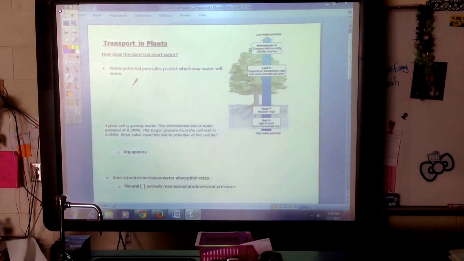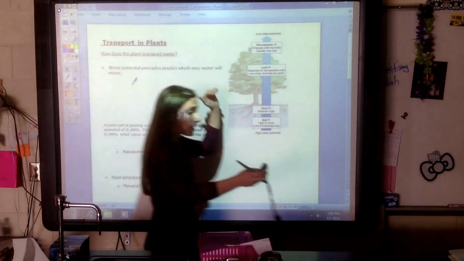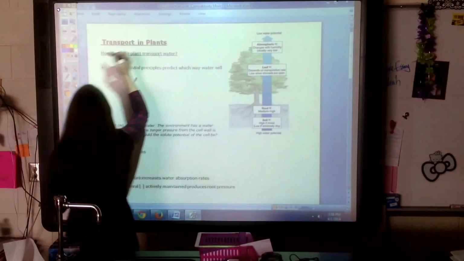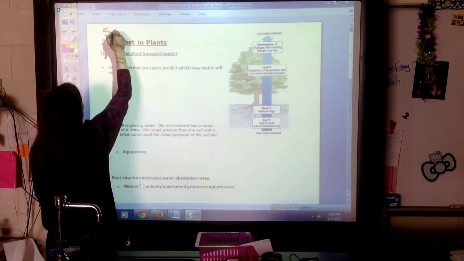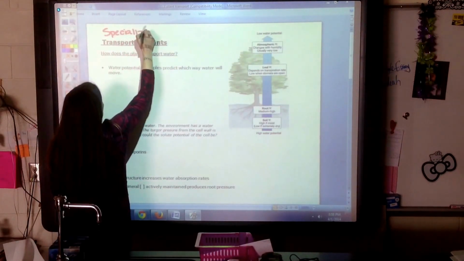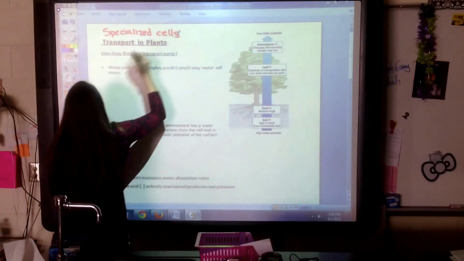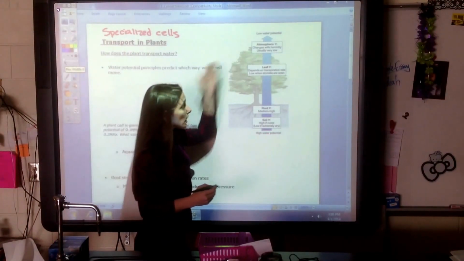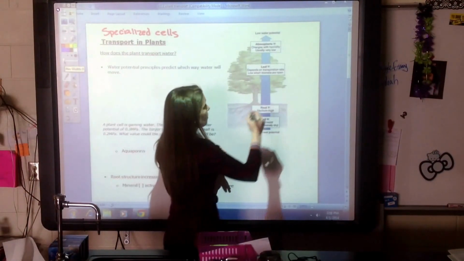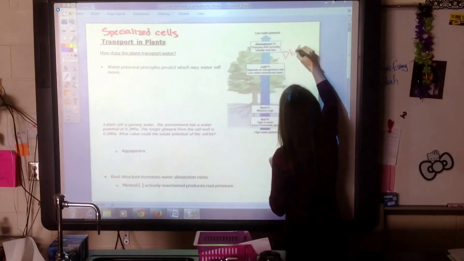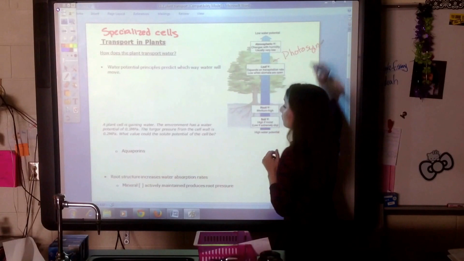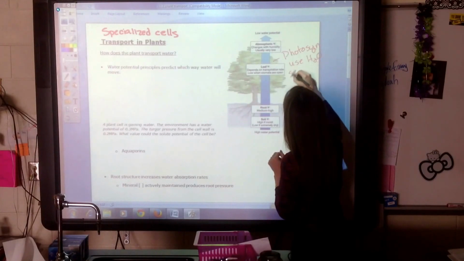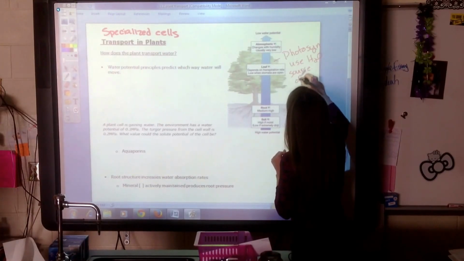At this point in the year, we're looking at plants as multicellular organisms, and we have to understand that we have specialized cells. Some cells are specialized, for example, to perform photosynthesis. The leaves are specialized to perform photosynthesis. And remember, photosynthesis is actually going to use water as a source of electrons.